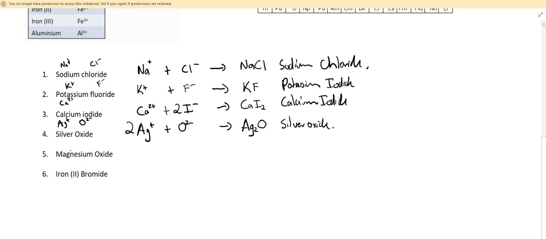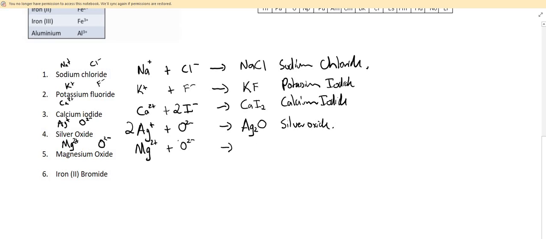Last two. Magnesium. Now magnesium is in group 2, so it's a metal, and it forms 2+ ions whenever it gets the chance. Oxide is in group 6. It's 2 away from a full outer shell. It's a non-metal, so it forms 2-. You can check those up in the table if you want. So we write those down: Mg2+ ion plus an oxide ion, O2-.